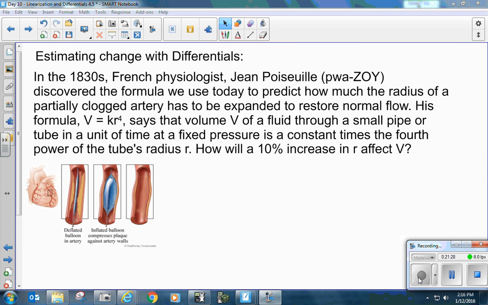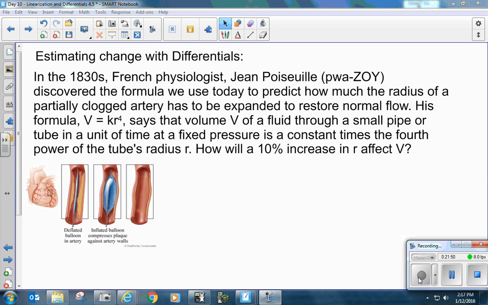Okay. So, estimating change of differentials. In the 1830s, French, there's no C there, physiologists, right? I was going to say, that's why I paused before I read it, because my mind wants to put the C in there.